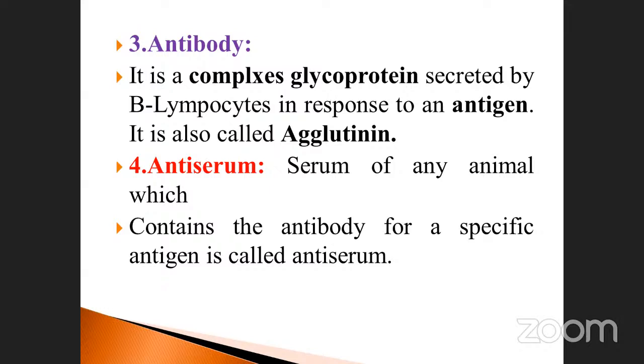After the blood clotting mechanism is finished, the blood sample undergoes the centrifugation process. You will get a pale yellow colored clear solution. Note it down: not a cloudy solution, a pale yellow colored clear solution. That is called serum.